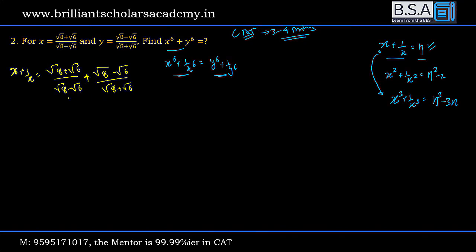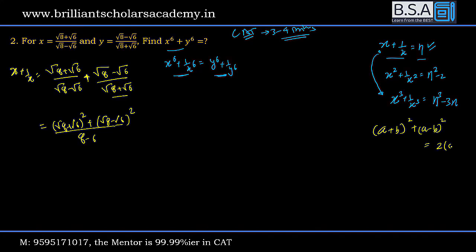Here, when you take the LCM of the denominator, it will turn into root over 8 square minus root over 6 square, which will be basically 8 minus 6. When you cross multiply on the left side, it will become (root over 8 plus root over 6) whole square. On the right side, it will turn into (root over 8 minus root over 6) whole square. So what does the numerator look like? It looks like (a plus b) square plus (a minus b) square. It will turn into twice of a square plus b square. क्यों? इसका जो 2ab आएगा पॉजिटिव और इसका जो 2ab आएगा नेगेटिव, they'll cancel out.